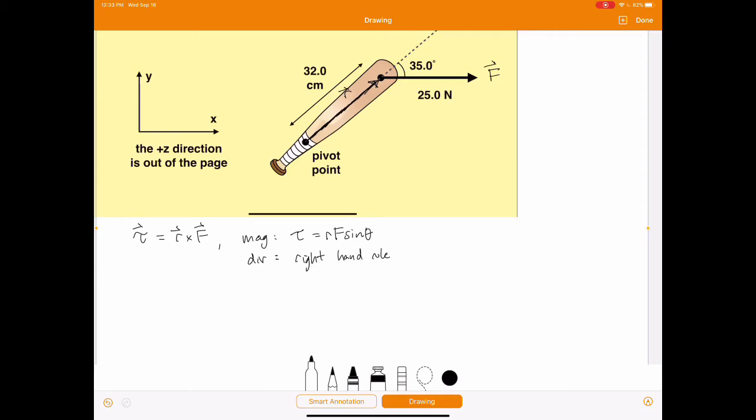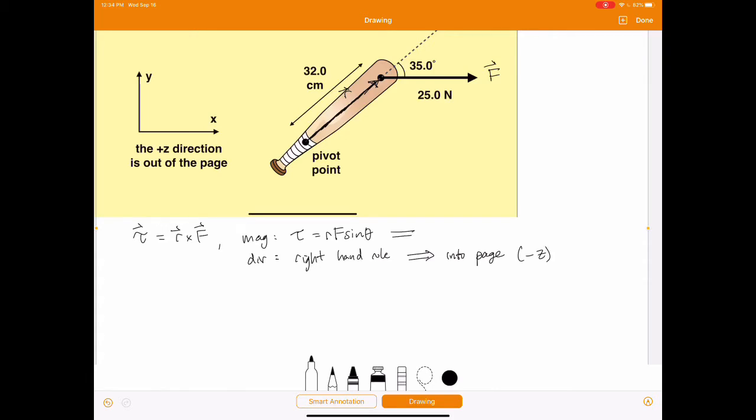And what's the direction of the torque given that we're doing r cross f? Well, try this out. Point the fingers of your right hand in the direction of the r vector. Then curl the fingers of your right hand in the direction of f. And you should find that your thumb is now pointing into the page. So that would be the minus z direction.